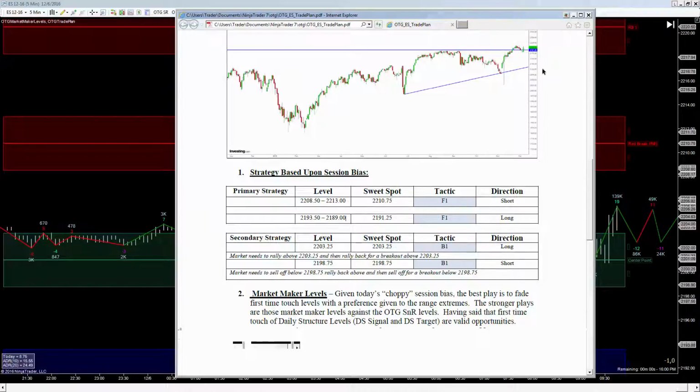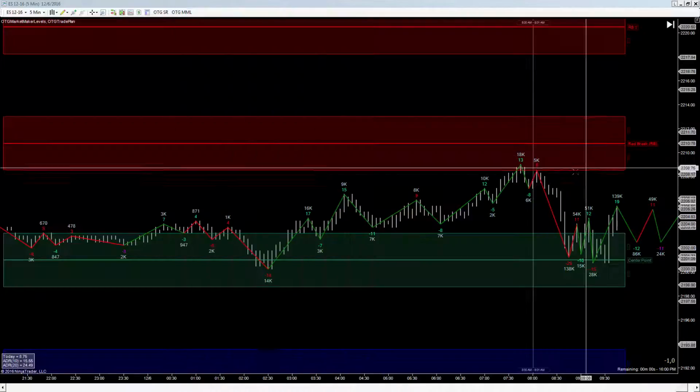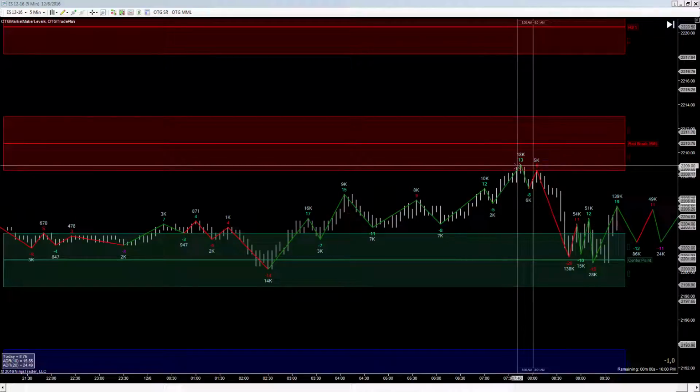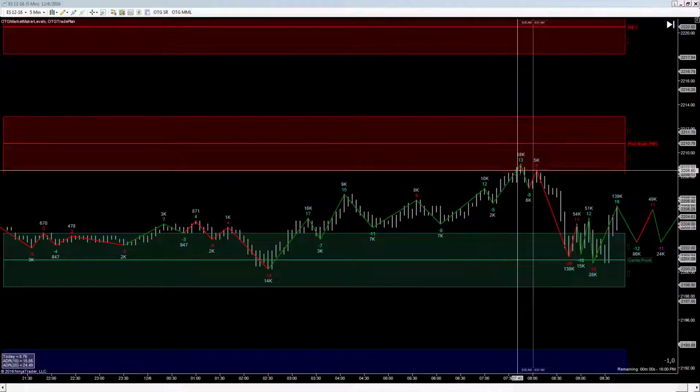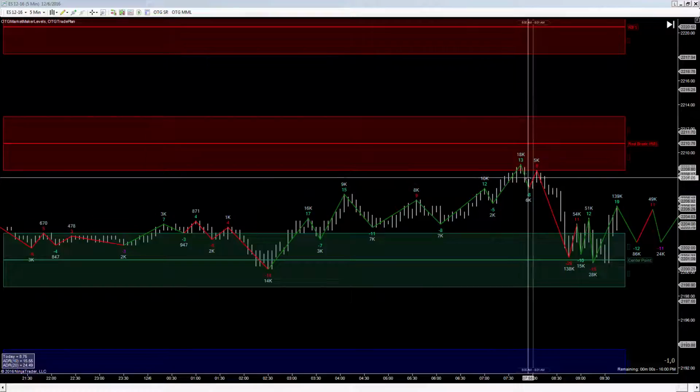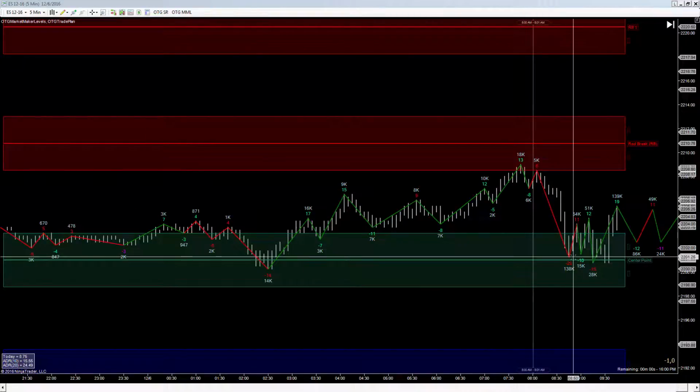And so again, because we were talking about choppy to sideways conditions, playing tops of ranges and bottoms of the range would be the way that you would be looking at this. So 2208 half to 2213. Market comes right up into 2209, pulls back a little bit, you get that weak pullback, and then of course the market comes all the way back down into your support zone again.